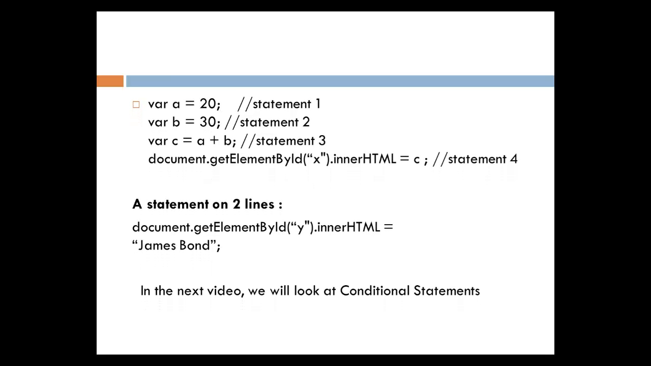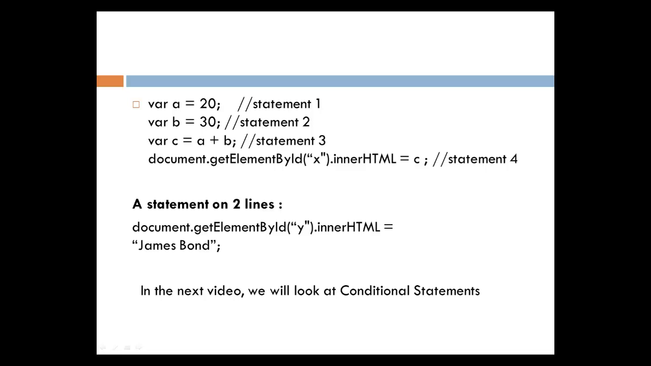So let me ask you a question. Can you see that here we've got 4 statements? For example, here we have an expression, var a = 20; then b = 30; and c is, of course, the sum of a and b. So a = 20 is a statement. You can see we put a semicolon there. b = 30 is another statement. c = a + b is another statement. And document.getElementById("x").innerHTML = c is another statement. So this is basically a set of 4 statements that we have written here.